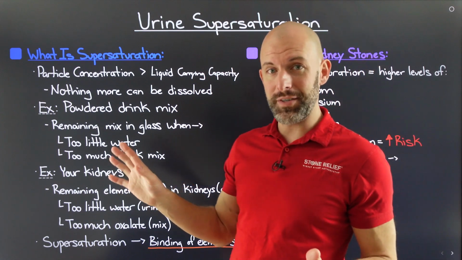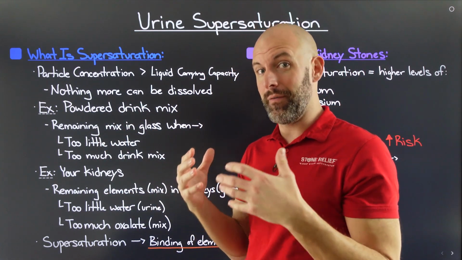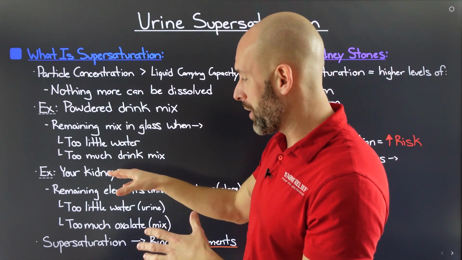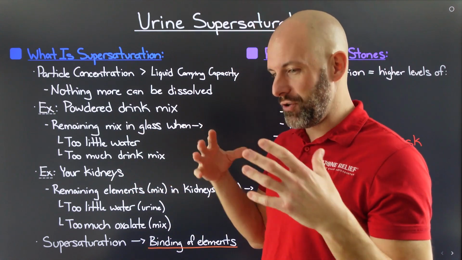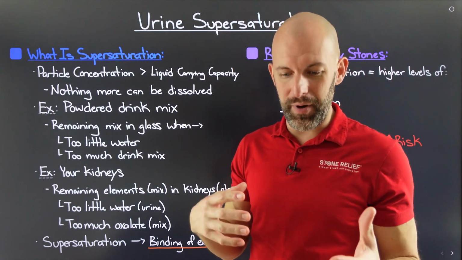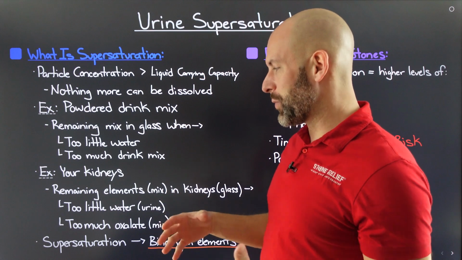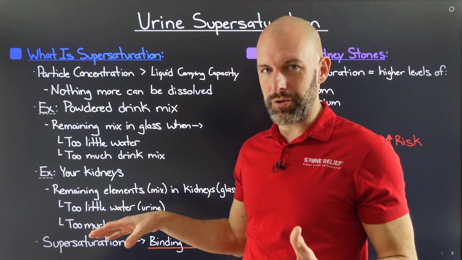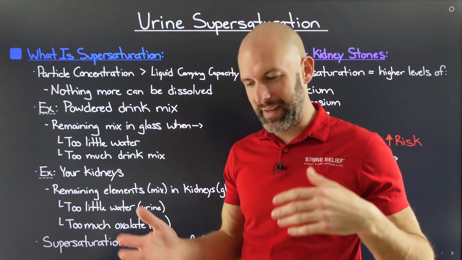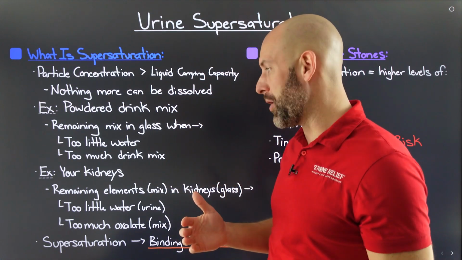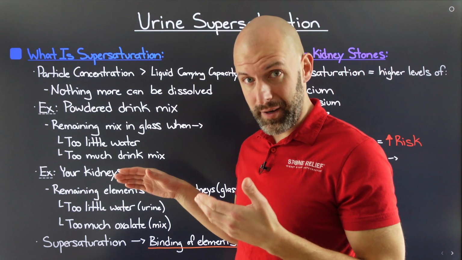So let's walk through this and flip this in terms of our kidneys instead of a powdered drink situation. So when it comes to our kidneys, and we have urine that's flowing through, that's being processed from our blood, that's getting into our kidneys, this is what's happening. We have a number of different electrolytes, magnesium, potassium, calcium, and other waste products like oxalate as well, that are ending up in our kidneys.